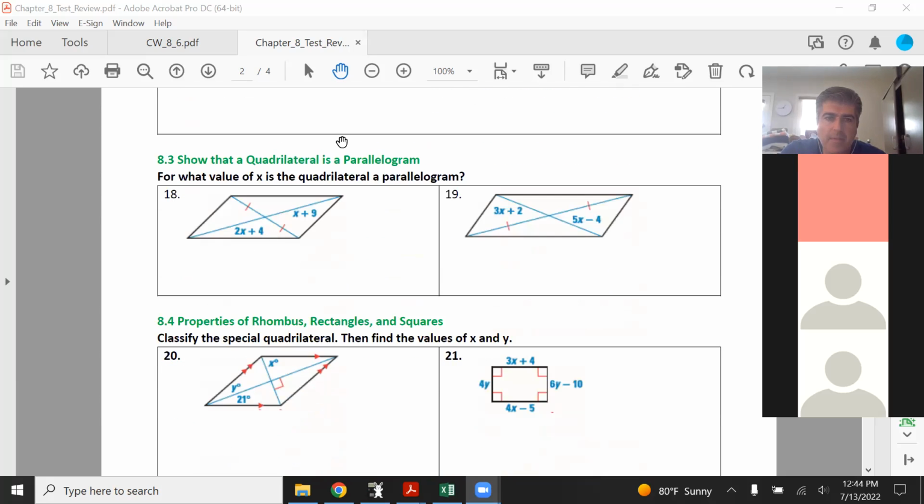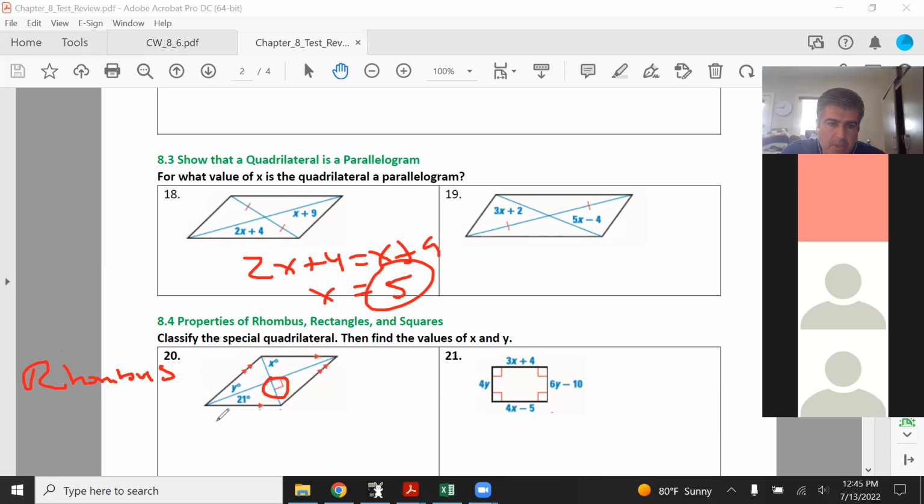For this one here, more of the same thing. These bisect each other. Solve for x, x is 5. For 20, classify and find x and y. So do you have diagonals that are perpendicular, and you do have 2 pairs of parallel sides? That will definitely be a rhombus when that happens.